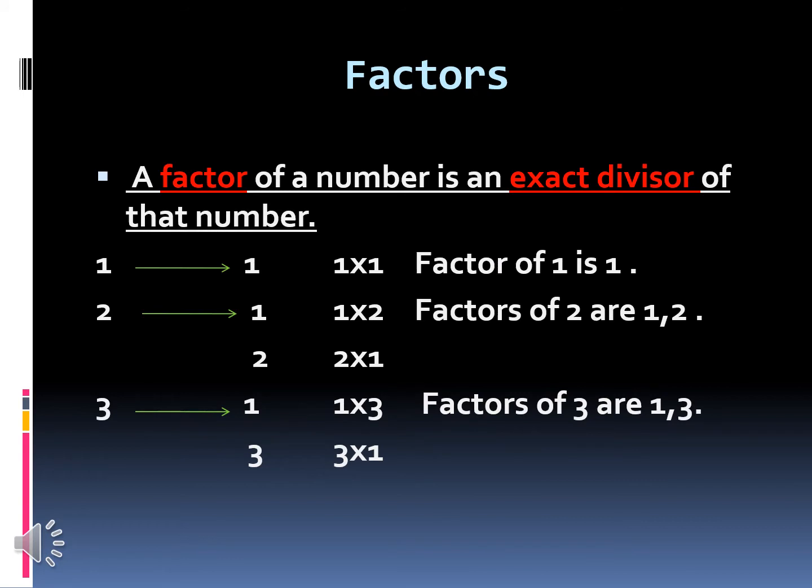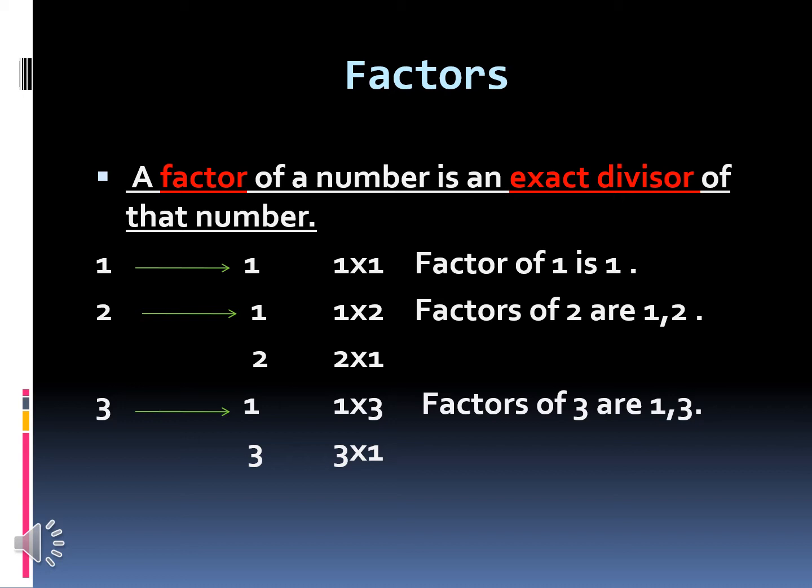What are factors? A factor of a number is an exact divisor of that number. Exact divisor means when we divide it by a number, we get remainder 0. Let's quickly see some examples. For example, 1. 1 comes in table of 1 only. So 1 is divisible by 1. So factor of 1 is 1. Every number comes in the table of 1.